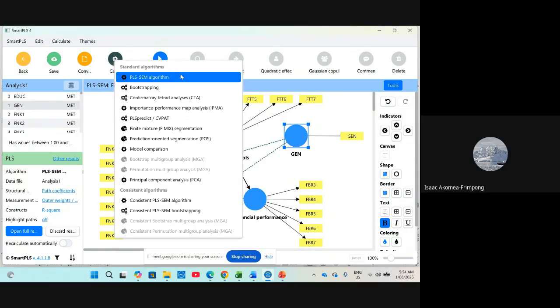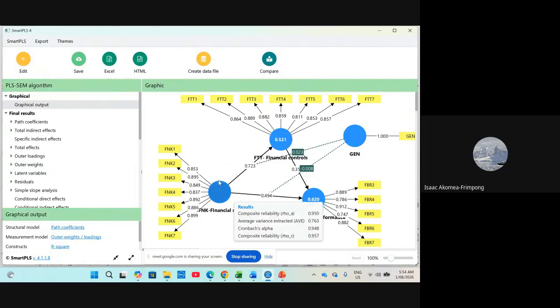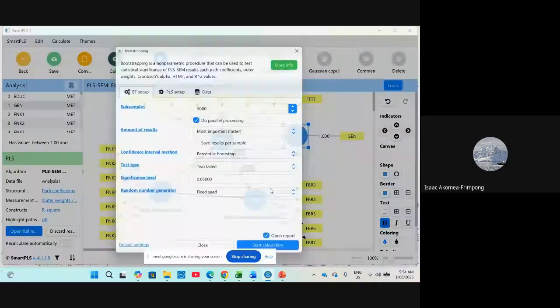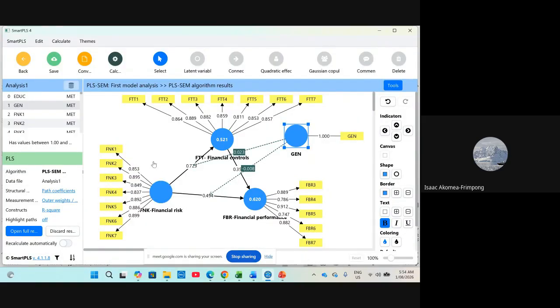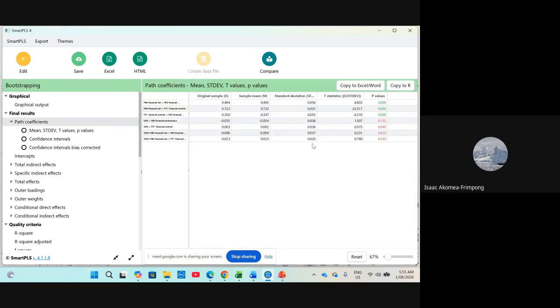Now, once you do this, you run the model and you get the same results as we got. I mean, you won't get anything new. It's the same results. If you want to check whether it's significant or not, you run the bootstrapping. It will give you the same results. So let me see whether the moderators are significant or not.